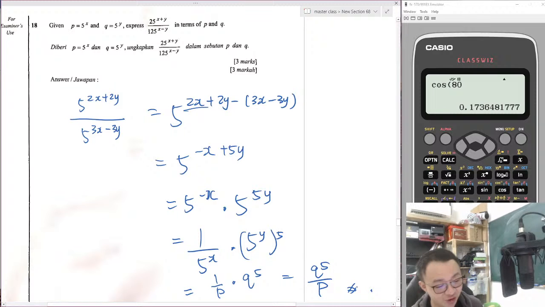Alright, done. 3 marks. Of course, if I do it myself, maybe I will skip the steps like this. I will straight away do it. But over here, I try to provide more steps so that when you rewatch this video, at least you understand how I do this. Okay.